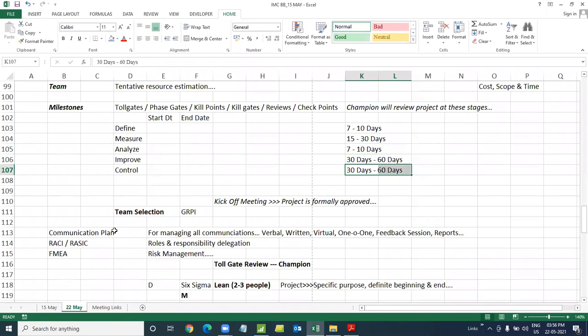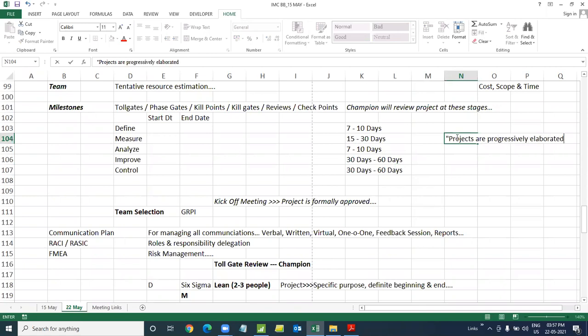So I would say this is a tentative timeline, because a project basically evolves over a period of time. So it's iterative and progressively elaborated. When we talk about the definition of projects, they are progressively elaborated. So things get clear, and timelines get clear as the project goes ahead. So it's a live document. So we keep updating it. That's why you have those review dates.